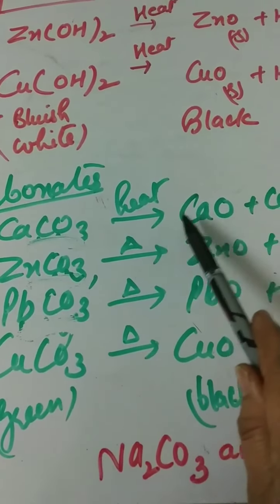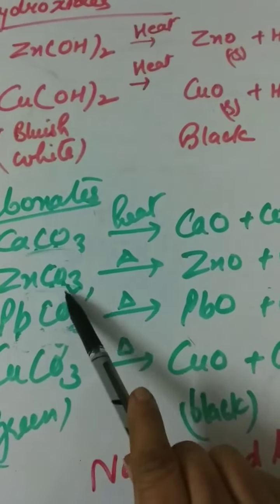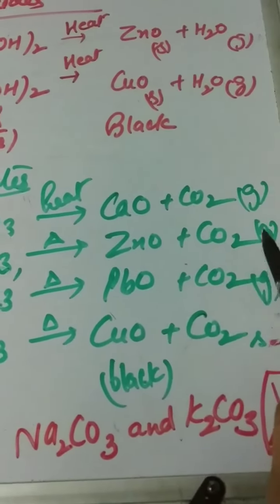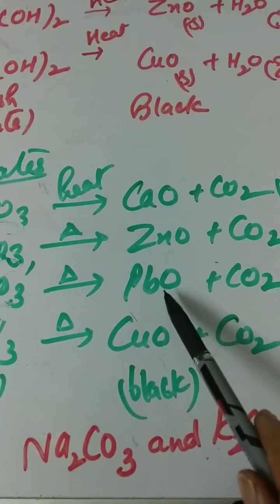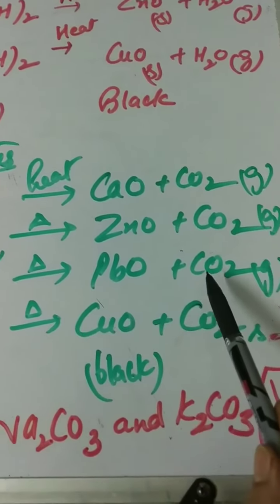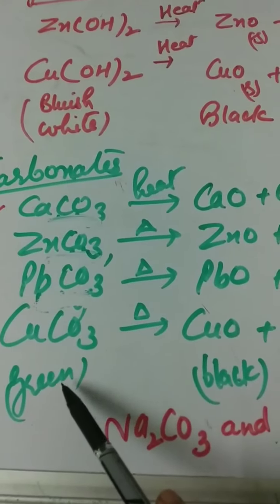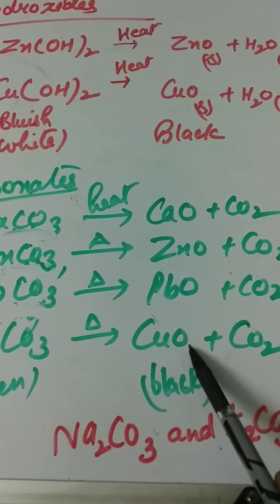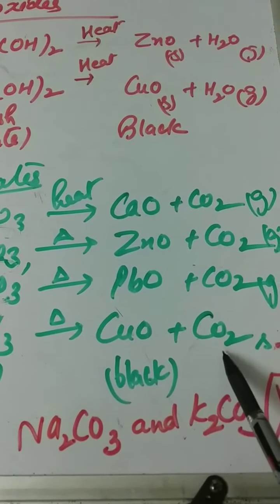Calcium carbonate, when heated, forms calcium oxide and carbon dioxide in gaseous form. Zinc carbonate, when heated, forms zinc oxide and carbon dioxide is released. Lead carbonate, when heated, forms lead oxide, which is yellow in color, and carbon dioxide gas is released. Similarly, copper carbonate, which is green in color, when heated, forms copper oxide, black in color, and carbon dioxide is also formed.